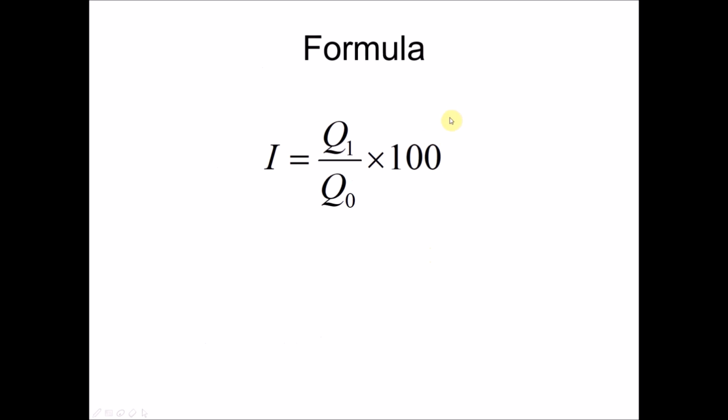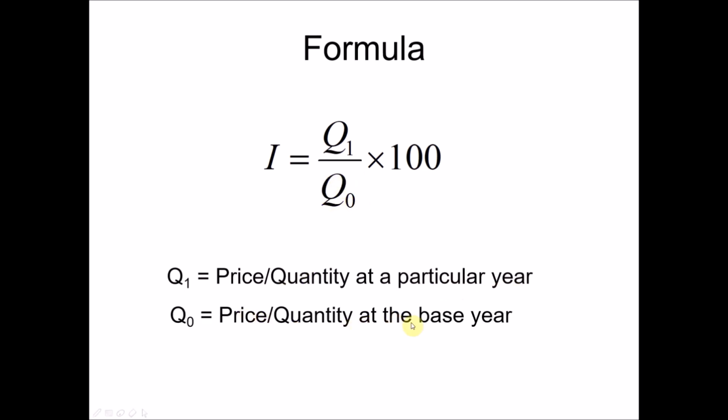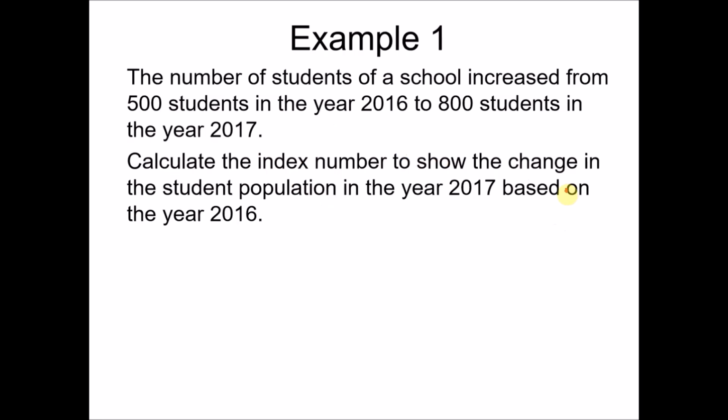Okay, so we go to the formula. We look for an index number here. I represents an index. It can be a price index, etc. And Q1 here represents the price or the quantity at a particular year, divided by Q0, which is the price or quantity at the base year, which is the year that we want to compare to, multiplied by 100. So until now, we've looked at the definition and the formula, but it's pretty sure you're still very blur. So we go straight to the examples.